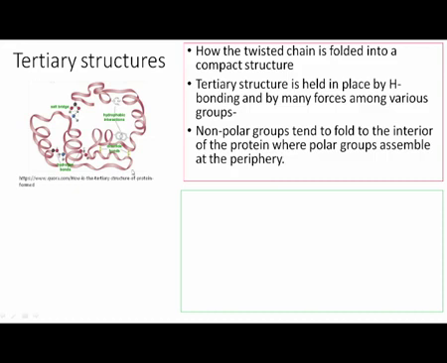These are the different kinds of forces which are called the non-covalent forces, a subject matter of discussion in my next class, where I will be talking to you in greater detail about these kinds of forces which hold the different polypeptide chains in place.